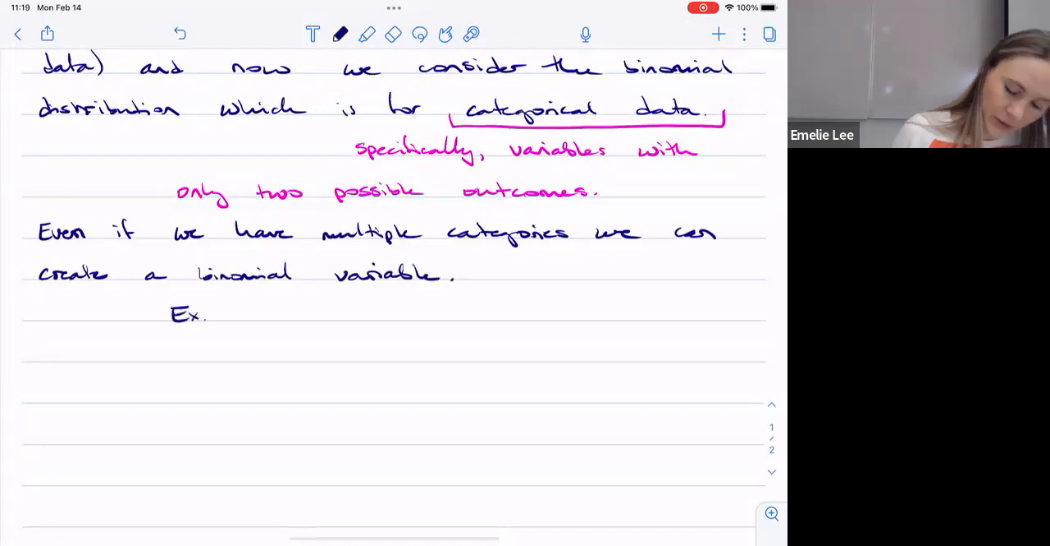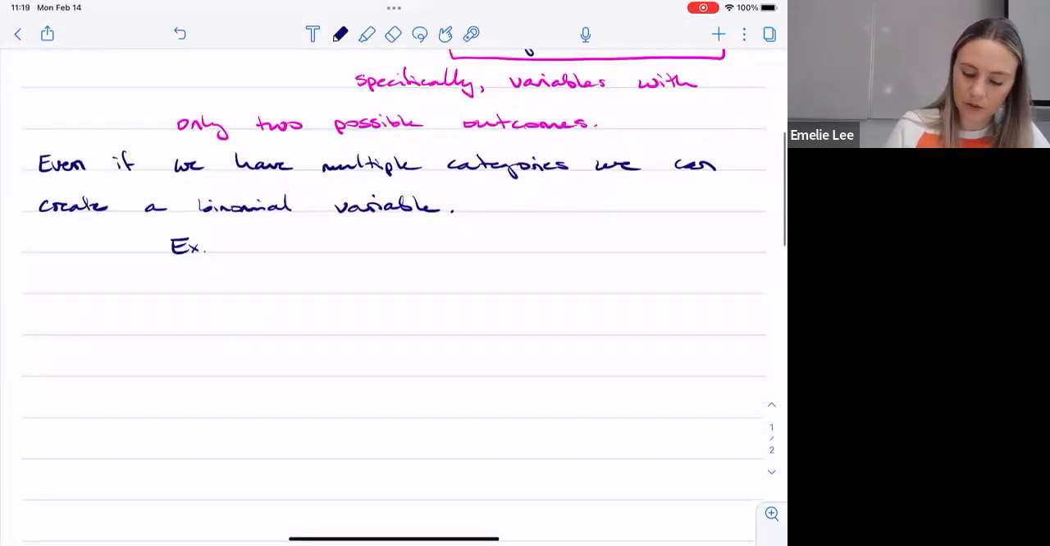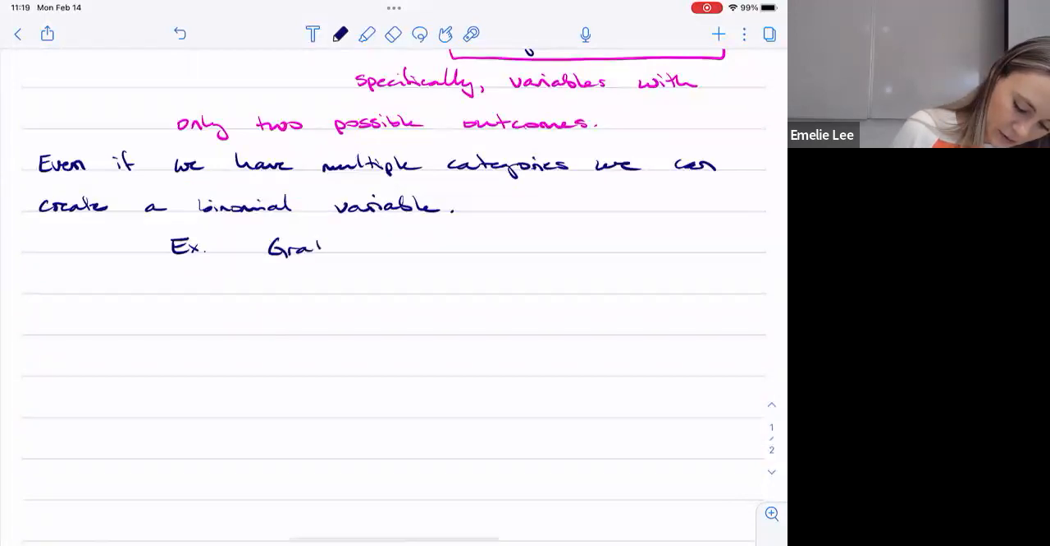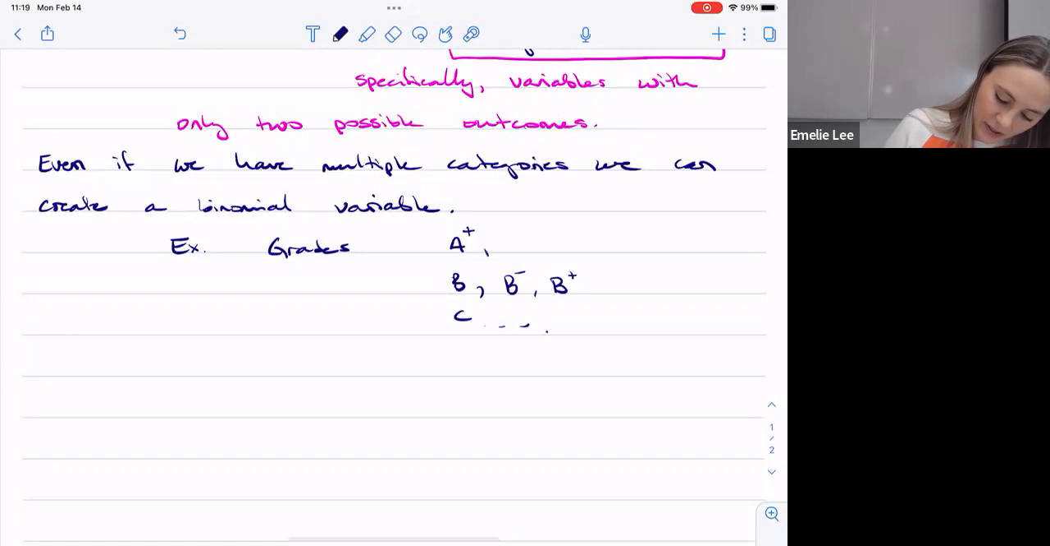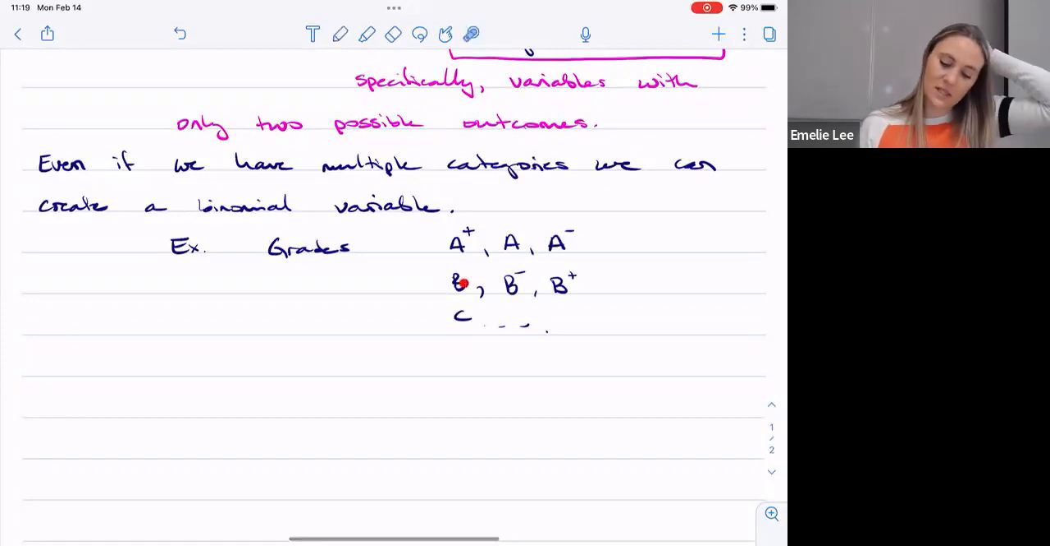So for example, if you want to talk about grades, you can have A, B, C. I think there's B minus and B plus. There's a long list. And maybe let's say A plus, A, A minus. I did them in a different order, but I think you understand them.